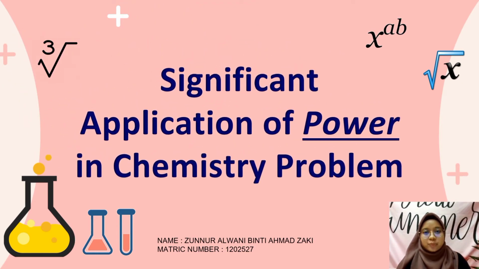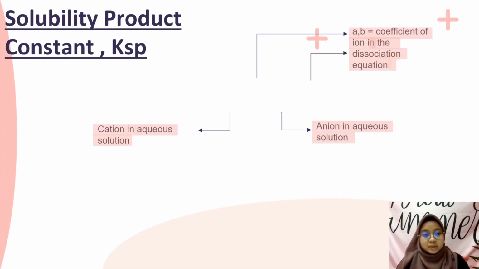Significant application of power in chemistry problems. I will talk about the application of power in chemistry and what its significance is. In chemistry, we use power in the solubility product constant, which is KSP, and the formula will be like this.